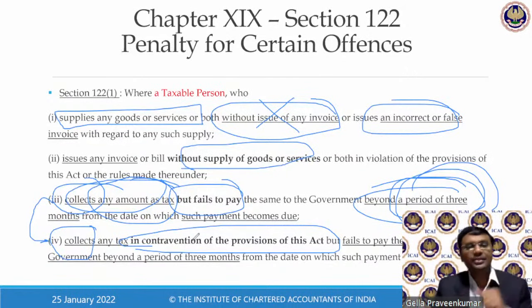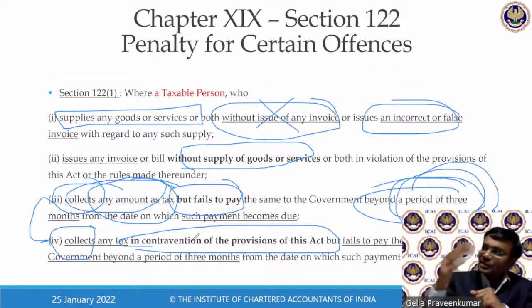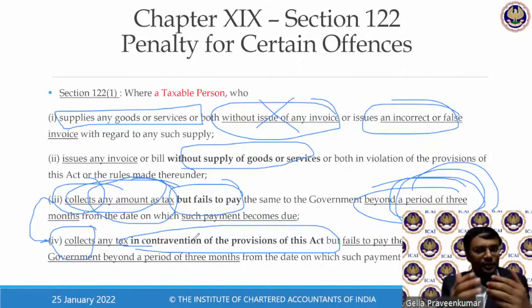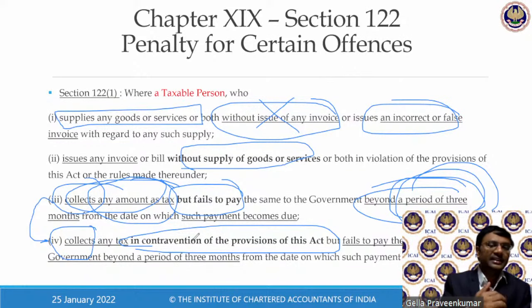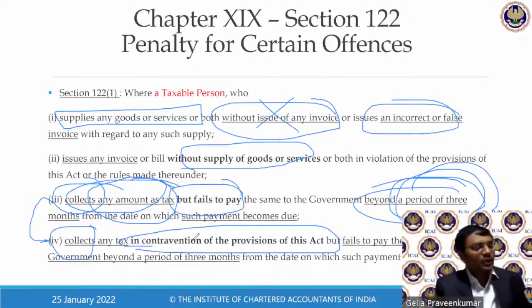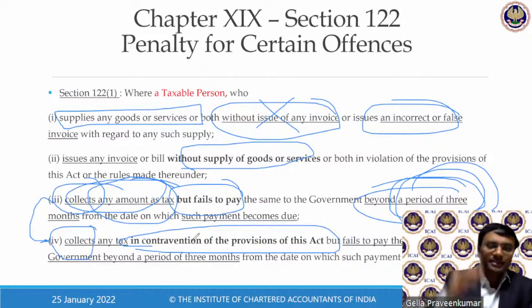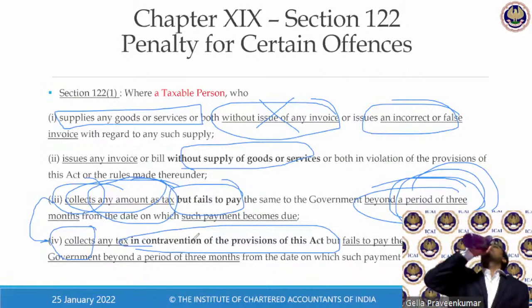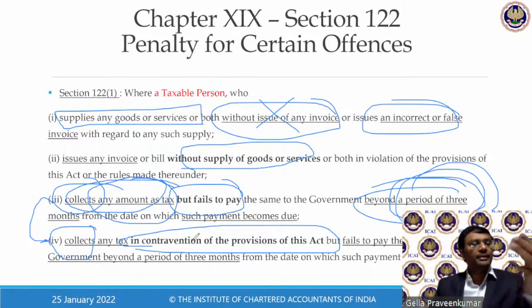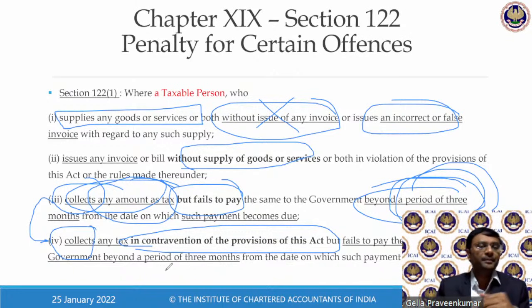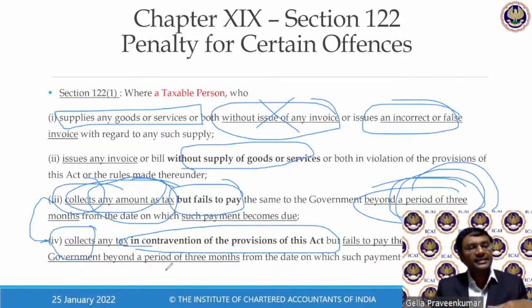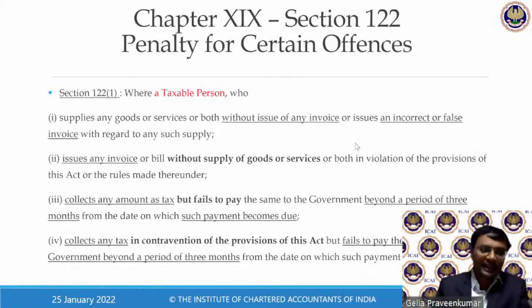You can think of registration. A registered person whose registration was cancelled. The moment your registration is cancelled, you're not supposed to collect taxes. So any money you've collected is in contravention. Now, how do I know, sir? Sir, I checked the registration number of the supplier. It was cancelled, but still he is collecting taxes. The difference between point number 3 and point number 4: in point number 3, I have collected, but I haven't paid to the government beyond 3 months. Point number 4 says you have collected in contravention. You don't have an authority, yet you have collected. That is your point number 4.